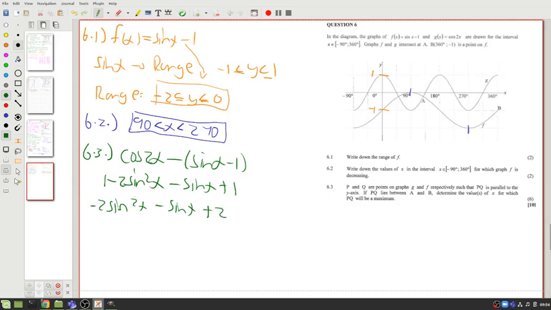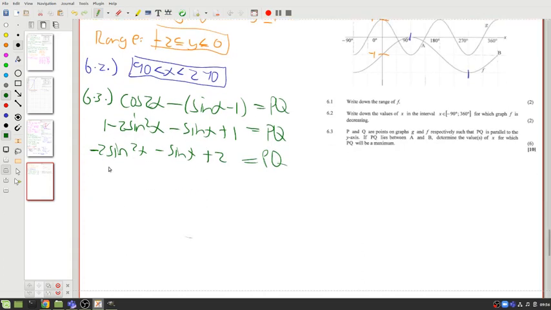Alright, so here is the distance between the two curves. That's our function for the distance, for the line PQ. So this whole thing is equal to PQ, right? And we want to find out where this is a maximum. So what can we see? We see we have a quadratic type of function here.